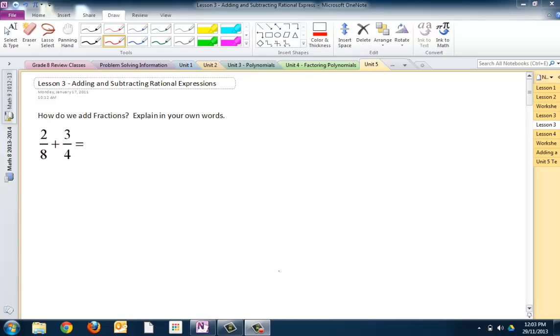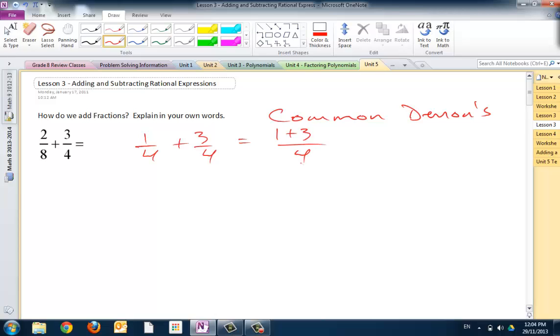So here I've got 2/8 plus 3/4, and we know that when we add or subtract fractions, the first thing we need to do is get ourselves to common denominators, and that's pretty easy with this one. Because we know that we can simplify that 2/8 to be 1 over 4 plus 3 over 4. Once we have the common denominators, we know that we add the numerators, put it over top of our common denominator, and that gets us a fraction that we can reduce or simplify with our addition.